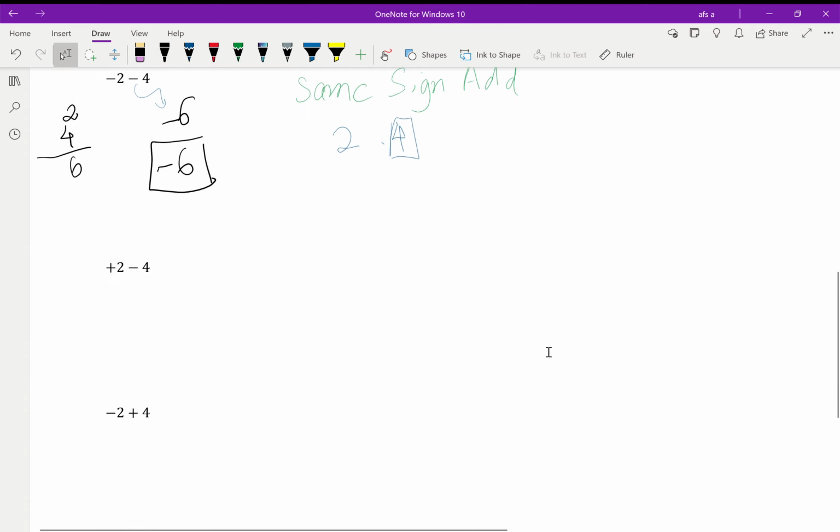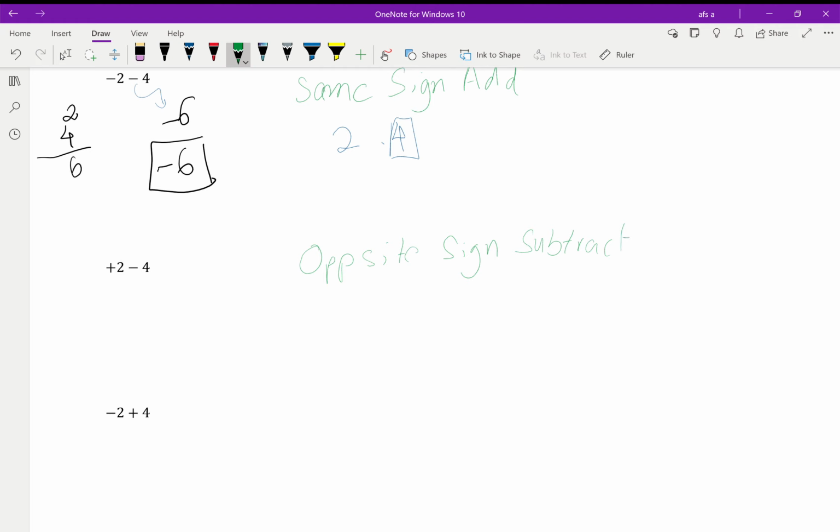Let's apply the rule to something where we don't have the same sign. When you have a +2 minus a 4, you have two opposite signs. We need to find out whether we add or subtract. What we do know is opposite signs subtract, OSS. And in this case, we have opposite signs, so we subtract.